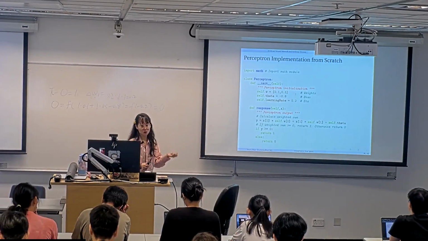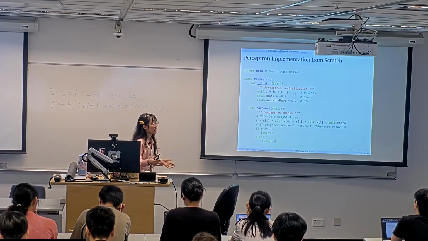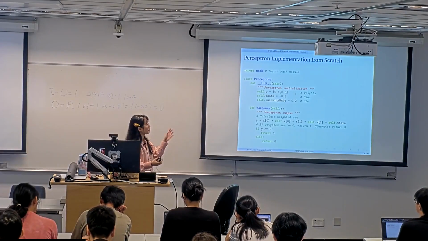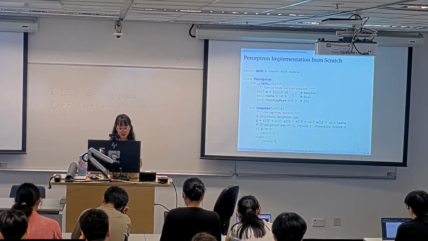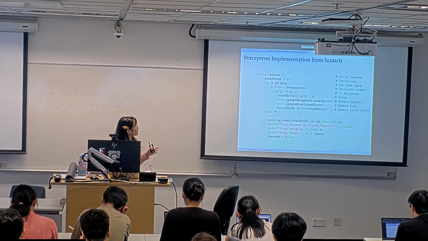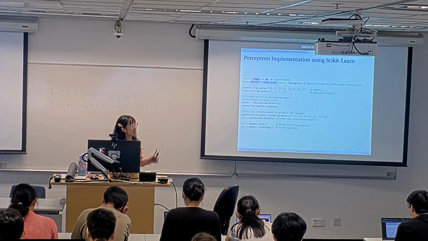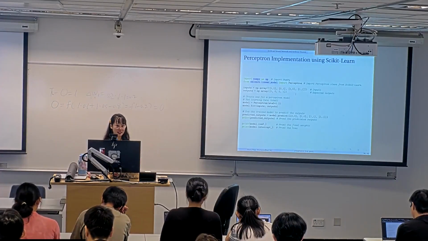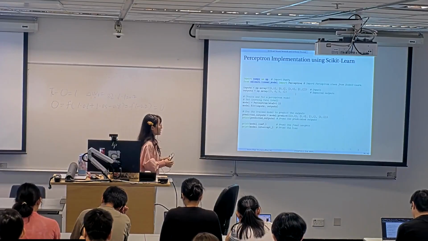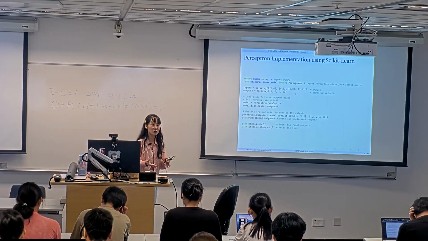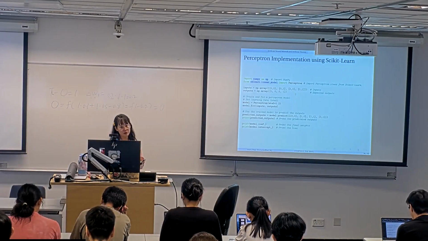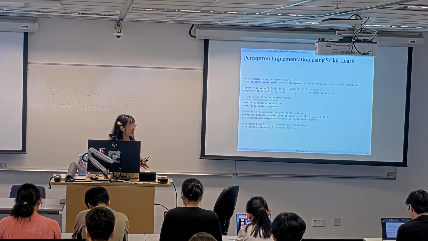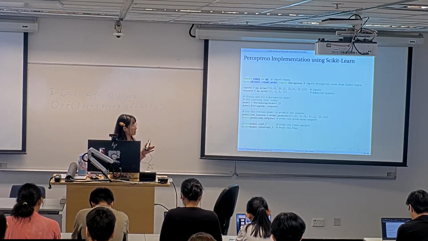Of course, it's not practical that whenever you have a new task, you implement another perceptron class. Not practical. The more practical way is that we directly use scikit-learn to do this. Because in scikit-learn, everything is already implemented, ready for you to use, and you don't need to fix the number of inputs or the dimension of inputs you have. So yeah, everything will get much easier now.